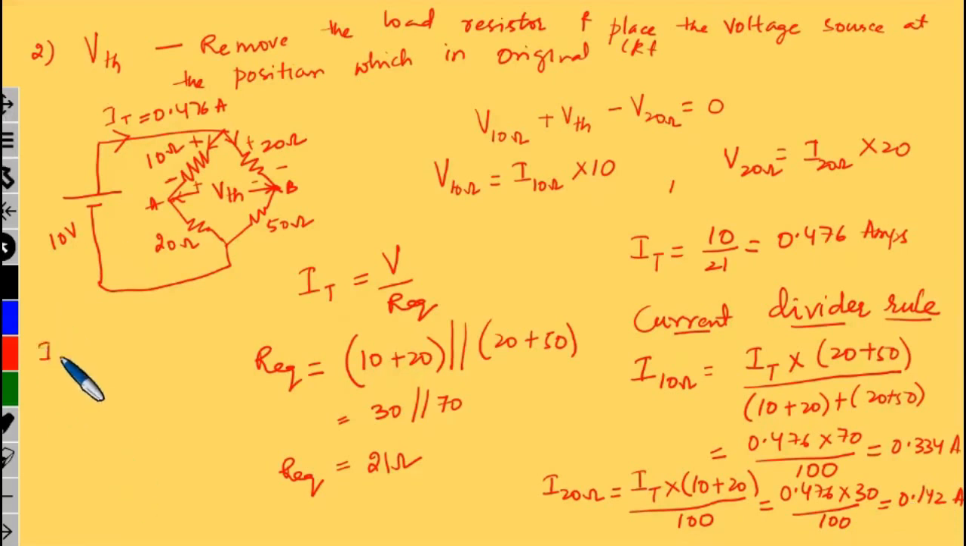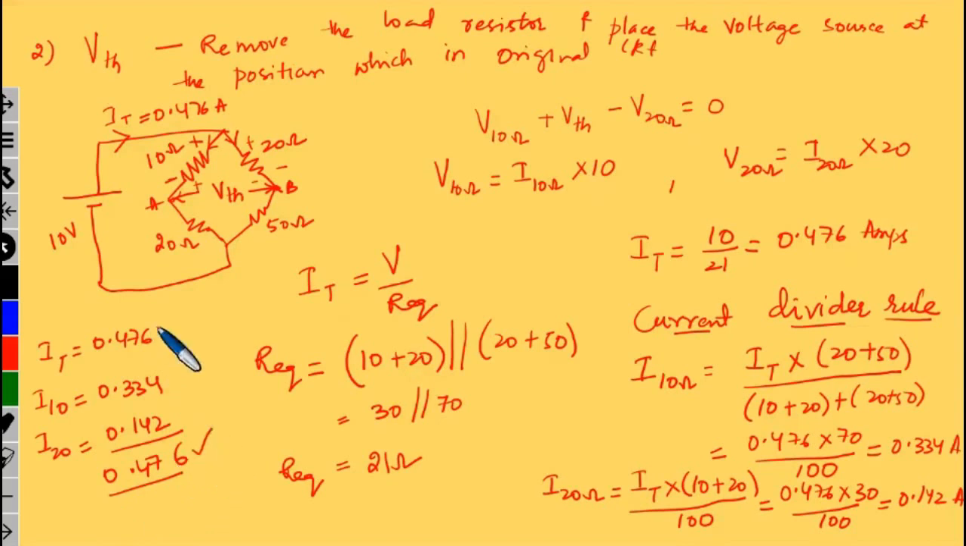Now if you want to check, you can check whether the total current is the same or not. What is the value of total current we have obtained? It is 0.476. Now what is the value of current in 10 ohm? It is 0.334. Similarly, what is the value of current in 20 ohm? It is 0.142. So you can check it here, 0.476. So it is the same current that we have obtained.